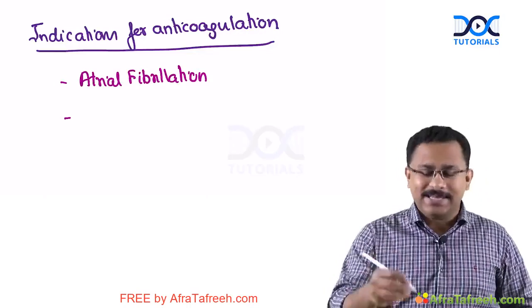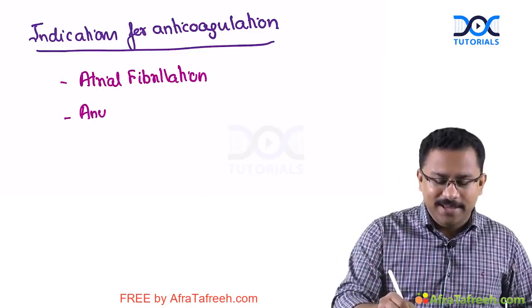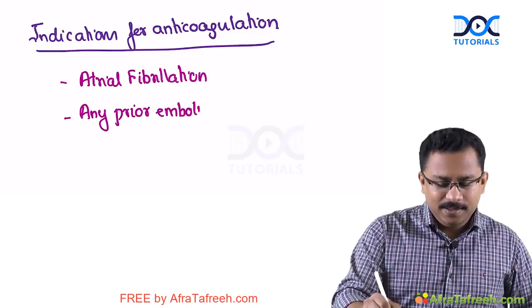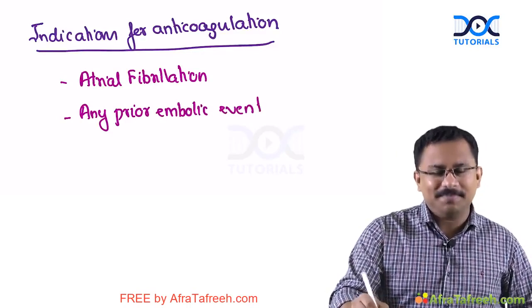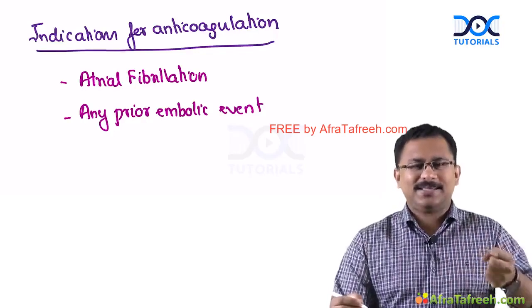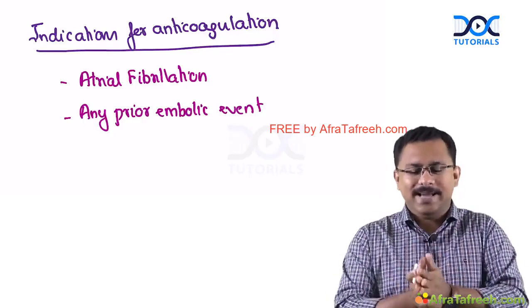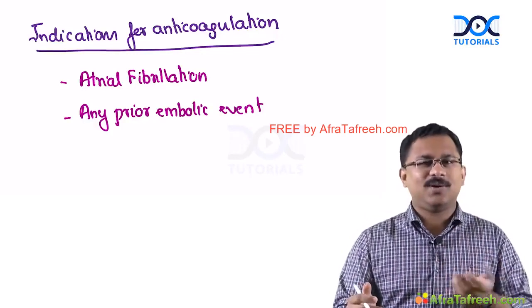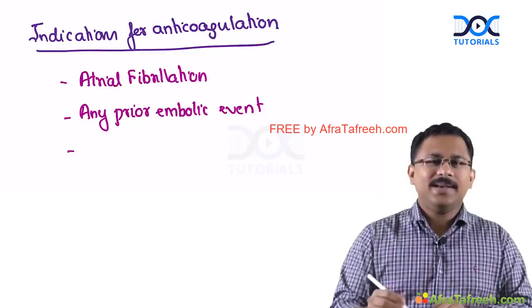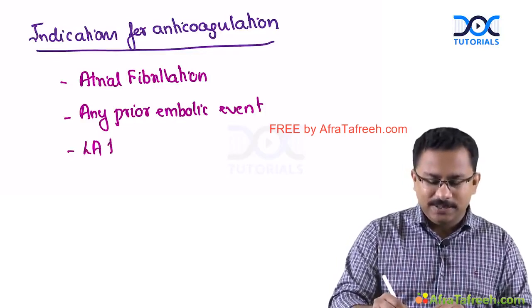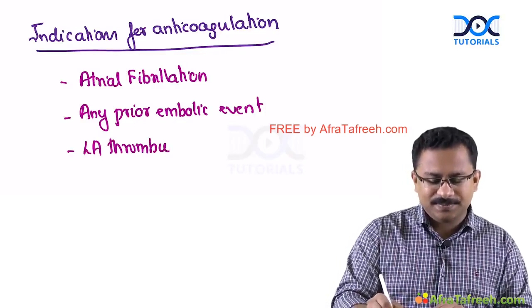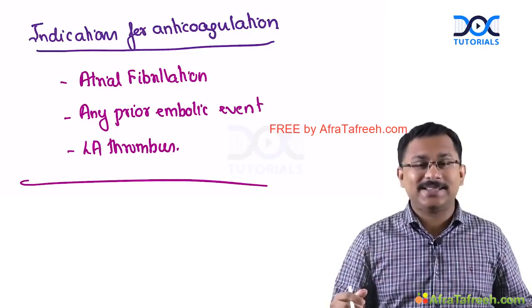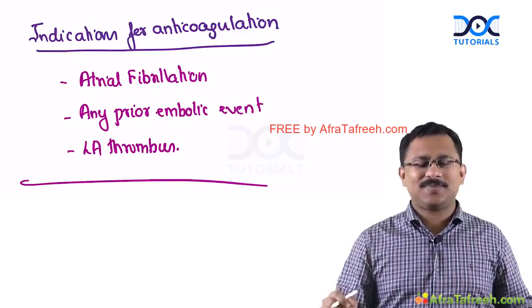And number 2 is if the patient had any prior embolic event, okay, any prior embolic event. So maybe the patient would have had a paroxysmal atrial fibrillation, okay. So by the time you examined, you did not find any AF. So that individual also requires a long-term anticoagulation. And third is the presence of a LA thrombus, left atrial thrombus, okay. So these are the indications for anticoagulation in case of mitral stenosis, okay.